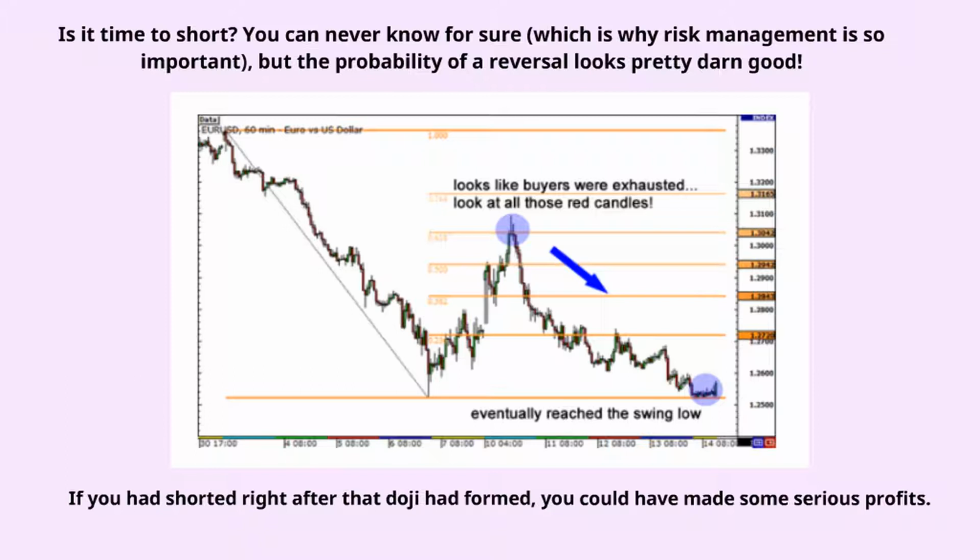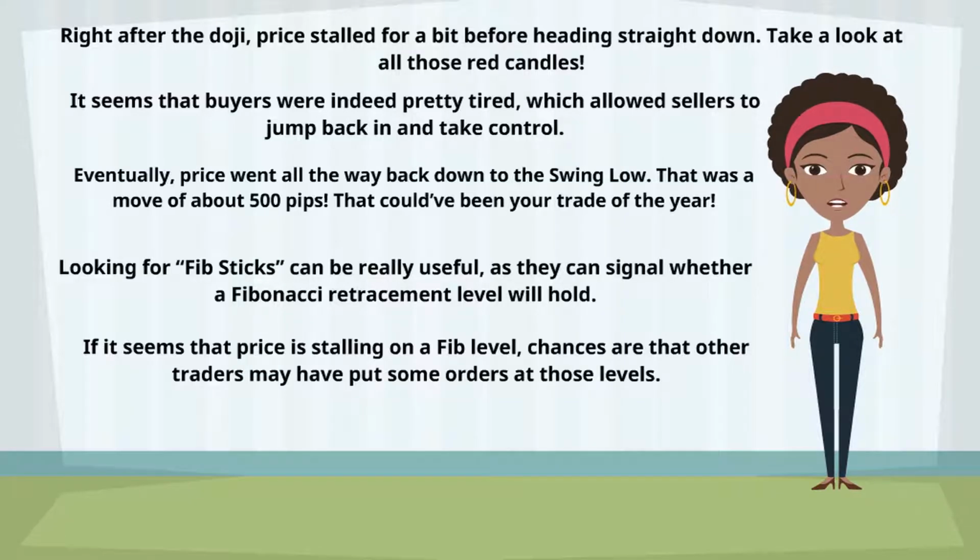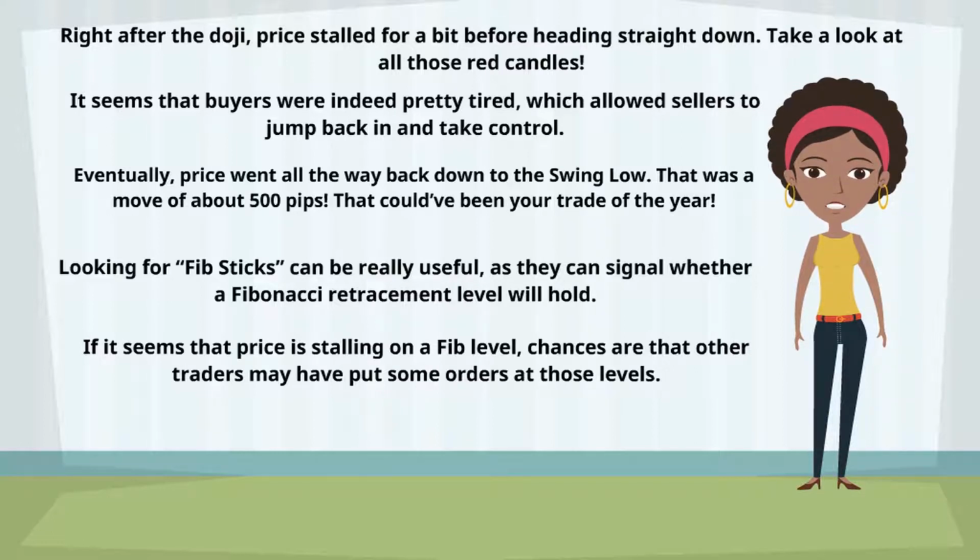You can never know for sure, which is why risk management is so important, but the probability of a reversal looks pretty darn good. If you had shorted right after that doji had formed, you could have made some serious profits. Right after the doji, price stalled for a bit before heading straight down. Take a look at all those red candles. It seems that buyers were indeed pretty tired, which allowed sellers to jump back in and take control. Eventually, price went all the way back down to the swing low. That was a move of about 500 pips. That could have been your trade of the year.